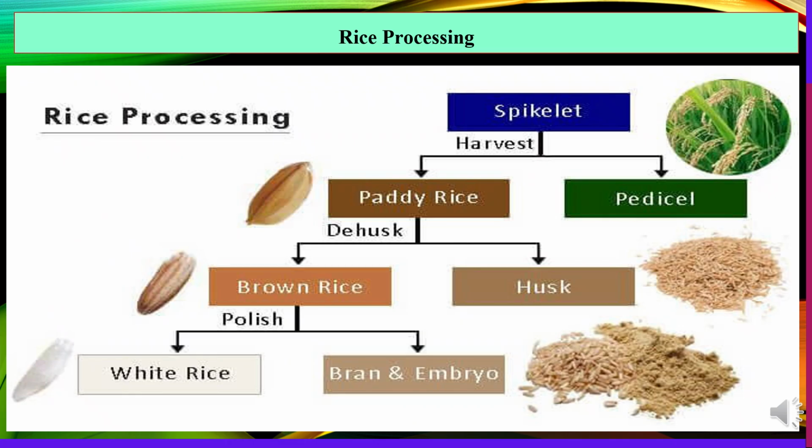Now we discuss the rice processing sequence from harvesting to final products. Spikelet, harvesting stage. The rice plant produces spikelets that contain the grain.